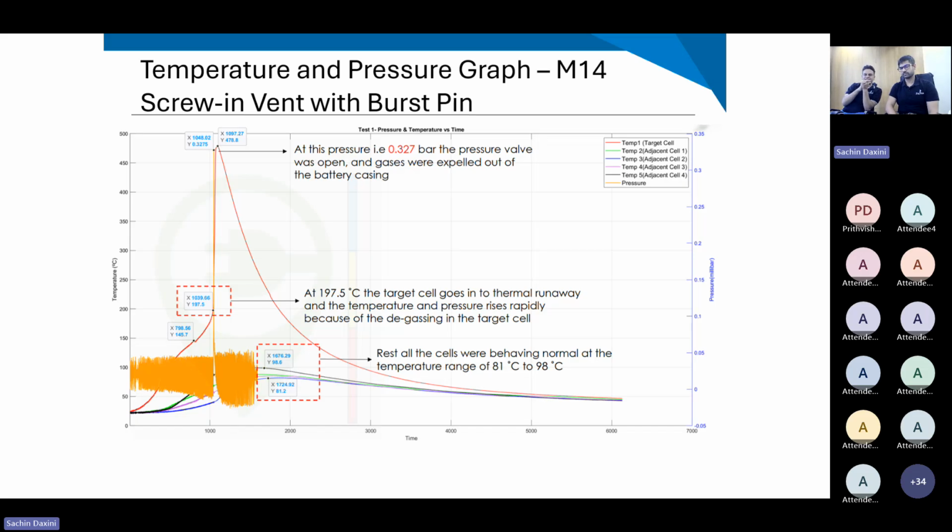On the screen, we can see the performance of the vent during the test. The center red line, which is shooting up, is the temperature of the target cell. We can see that the target cell temperature goes beyond 400 degrees centigrade, and the pressure is around 320 millibar. In that condition, the vent performs the degassing. That is related to the M14 burst pin vent. The main point is that it is able to manage this pressure very quickly, and that could also be seen visually when we witnessed the test.